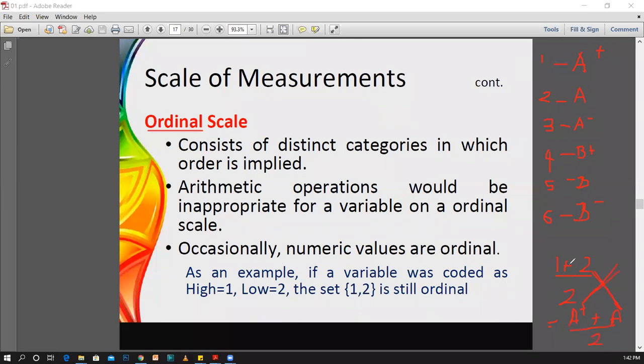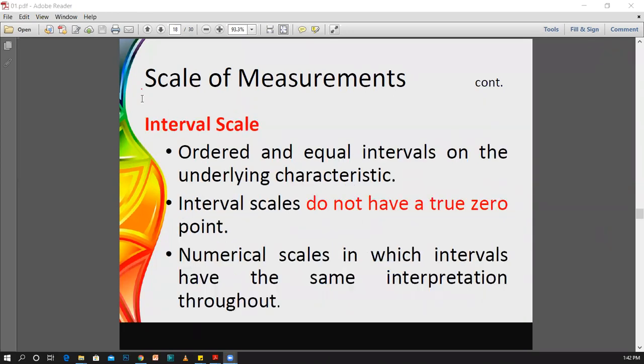You can do the calculations in this way. These numbers that we have used are just for the representation of data only. And if you move on to the next one, it is the interval scale. Here you can see the data is in an ordered manner with equal intervals on the underlying characteristics.